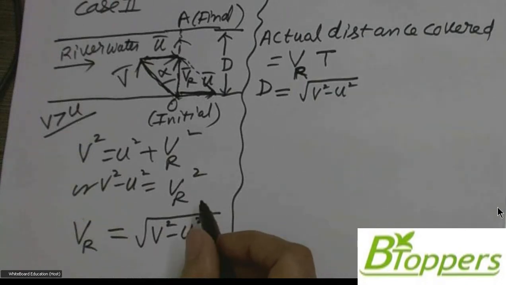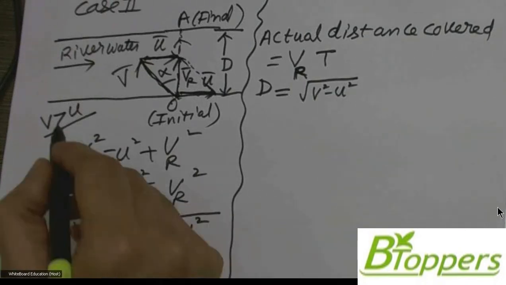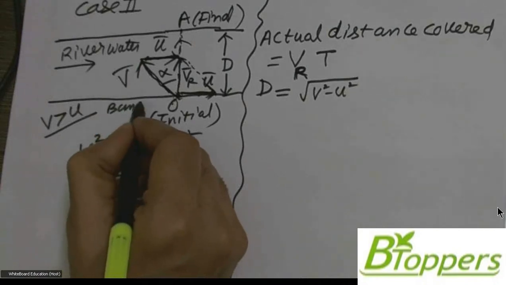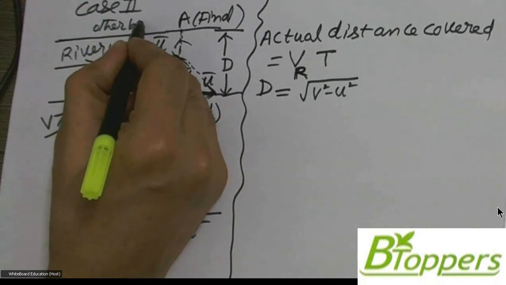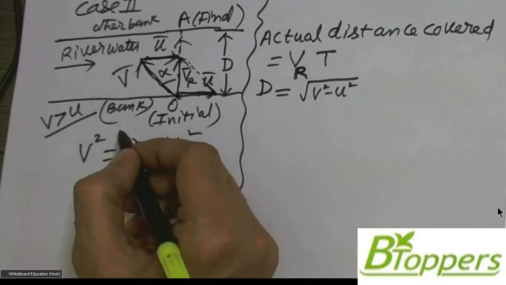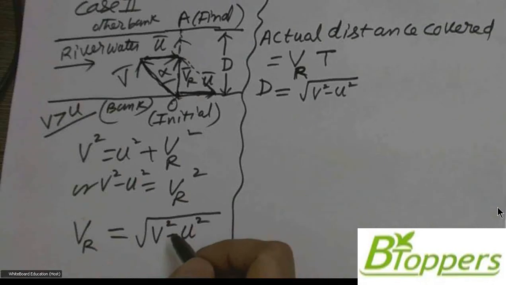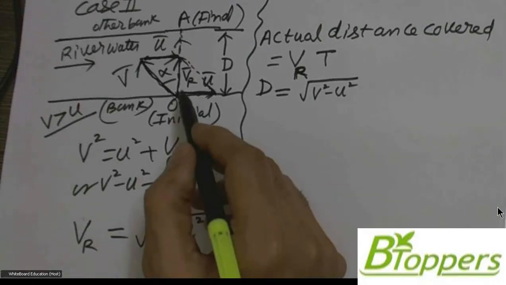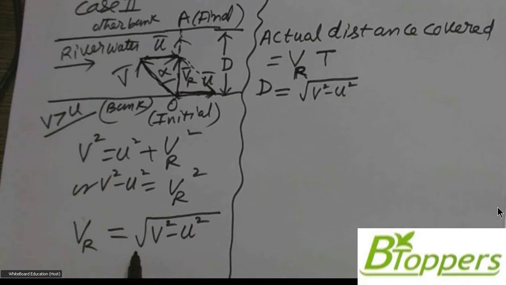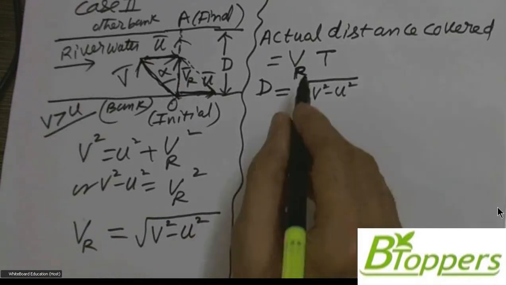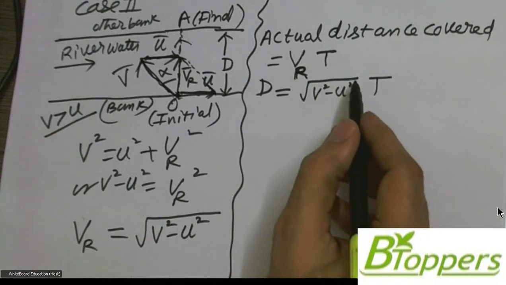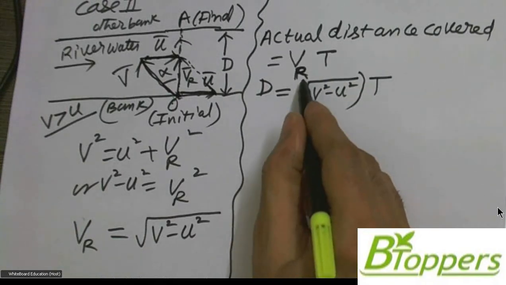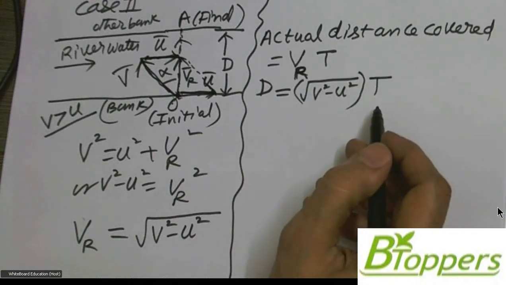It means for the stationary observer on one of the banks, this is one bank and this is the other bank of the river. For a stationary observer on one of the banks, the boat moves along the path OA with the resultant velocity of magnitude root of v square minus u square. Here capital T represents the time taken by the boat or swimmer to cross the river.